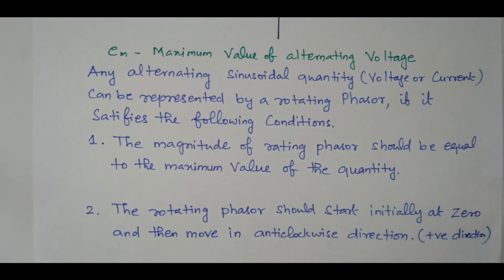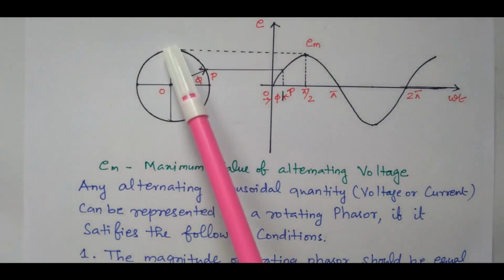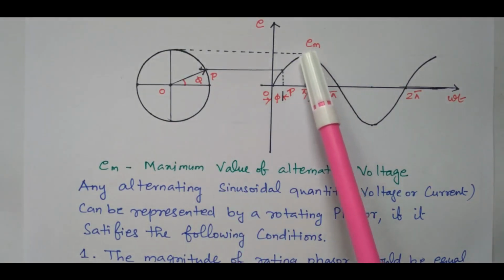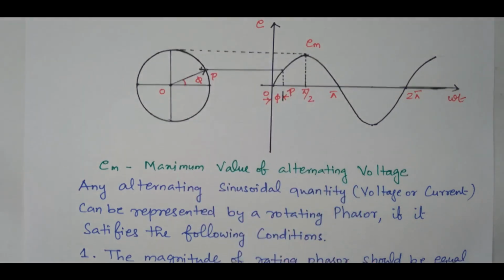What is the first condition? The magnitude of the rotating phasor should be equal to the maximum value of the quantity. So this is the maximum value, and this is also the maximum value. Both are equal, so we can represent this as a rotating phasor. The sine wave can be represented as a rotating phasor because the maximum magnitudes are equal.